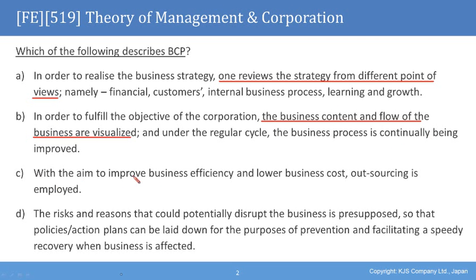C. With the aim to improve business efficiency and lower business cost, outsourcing is employed. Or D. The risks and reasons that could potentially disrupt the business are presupposed, so that policies or action plans can be laid down for the purposes of prevention and facilitating a speedy recovery when business is affected.